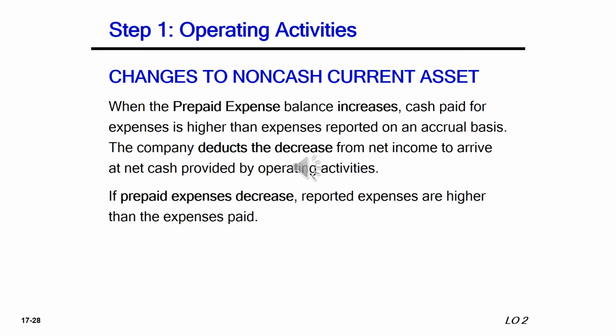When it comes to prepaid expense balance increases, the cash paid for expenses is higher than expenses reported on an accrual basis, so the company deducts the increase from net income to arrive at the net cash provided by operating activities. So if the prepaid expenses decrease, reported expenses are higher than the expenses paid.